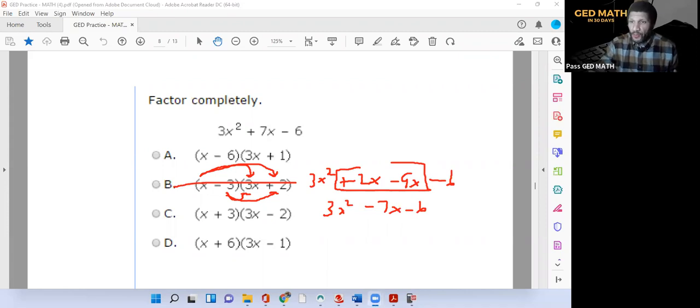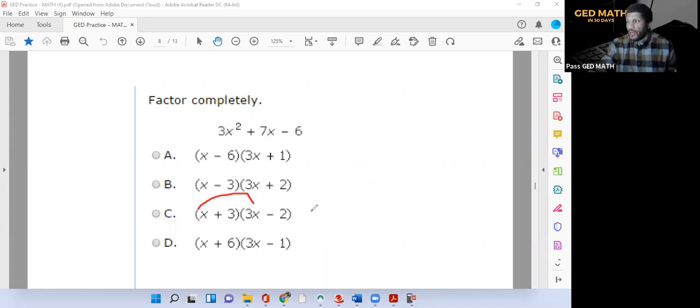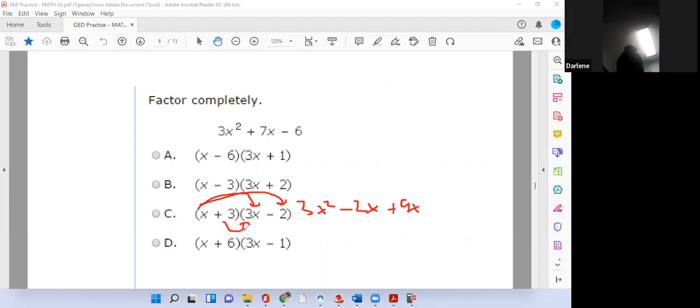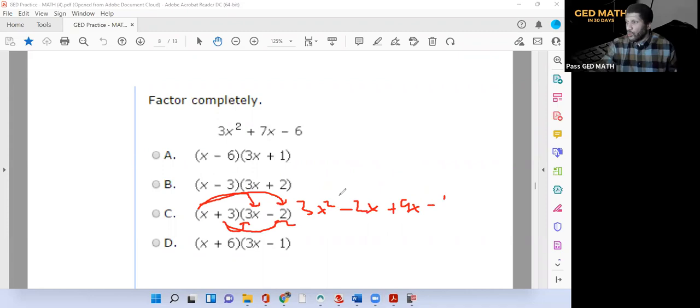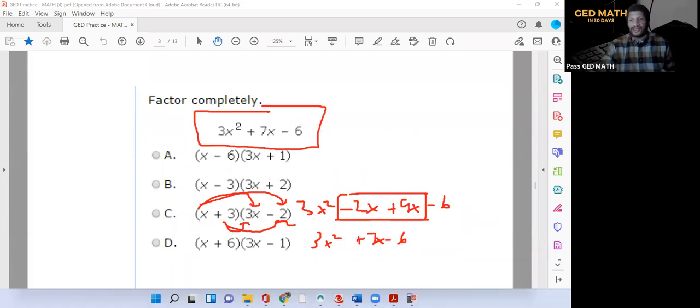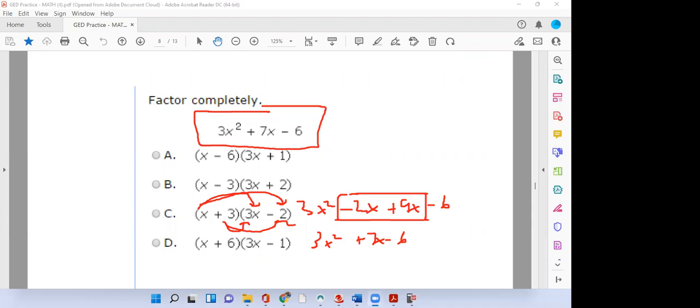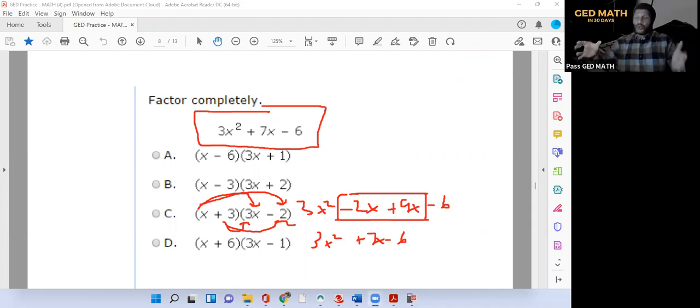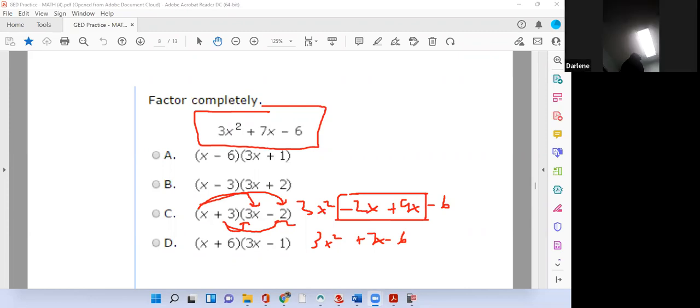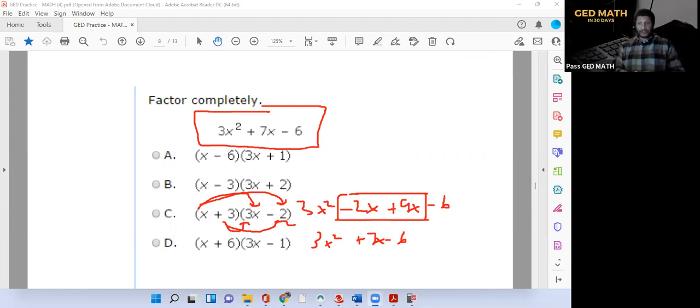Go to your third multiple choice. 3x squared minus 2x plus 9x minus 6. We have like terms here. So we bring down a 3x squared plus 7x minus 6. Yes, okay. Instead of having to factor this quadratic equation, which will take you 5 minutes, if you know how to multiply binomials, this becomes an easy problem. So that's two more problems.